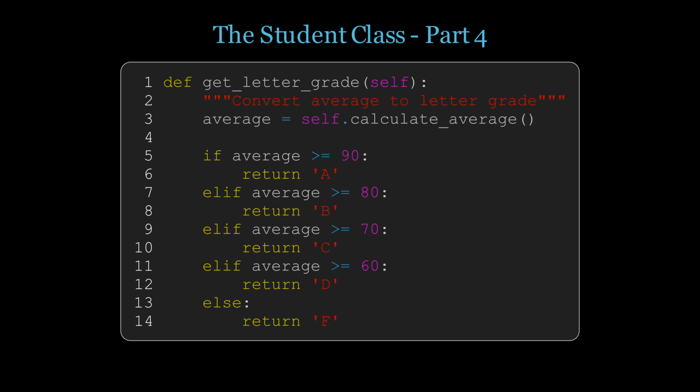90 or above gets an A. 80 to 89 gets a B. 70 to 79 gets a C. 60 to 69 gets a D. Below 60 gets an F. The order matters here. We check highest first because once a condition is true, Python skips the rest. This is the standard American grading scale. But you could easily customize these thresholds for different systems.